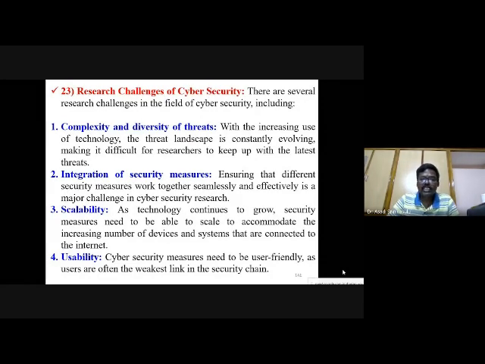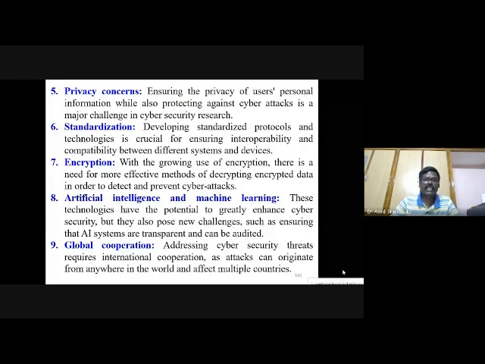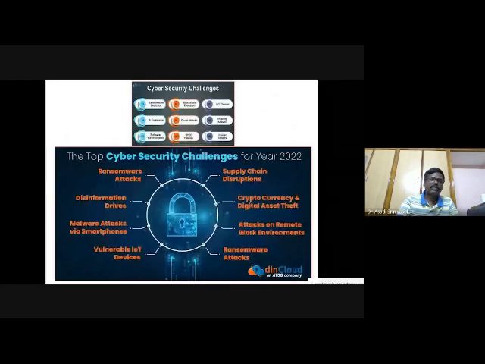Then usability. It is also one of the challenges: cyber security measures need to be user friendly, as users are often the weakest link in the security chain. Yes, if you tell something secret to your friend, don't tell anybody, definitely he will tell his friends. That is one of the major issues in usability of cyber security. Then privacy concern, standardization, encryption, artificial intelligence and machine learning, global cooperation. These all are research challenges of cyber security.